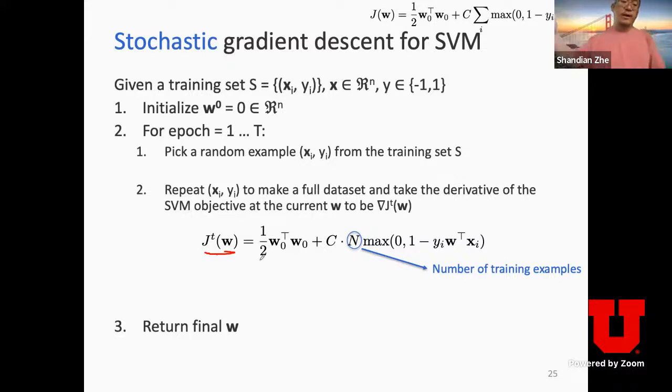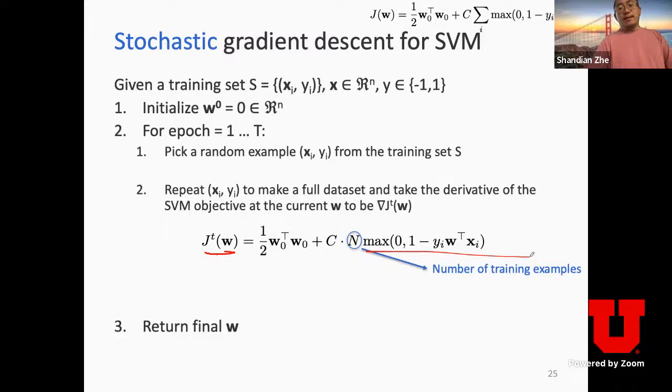Every time, I randomly pick one example and duplicate it many, many times to fake a data set of the same size as the original data set. Then I calculate the total loss on that fake data set, which is essentially just the normal regularization term plus the number of training examples multiplied by the loss on this randomly selected example.